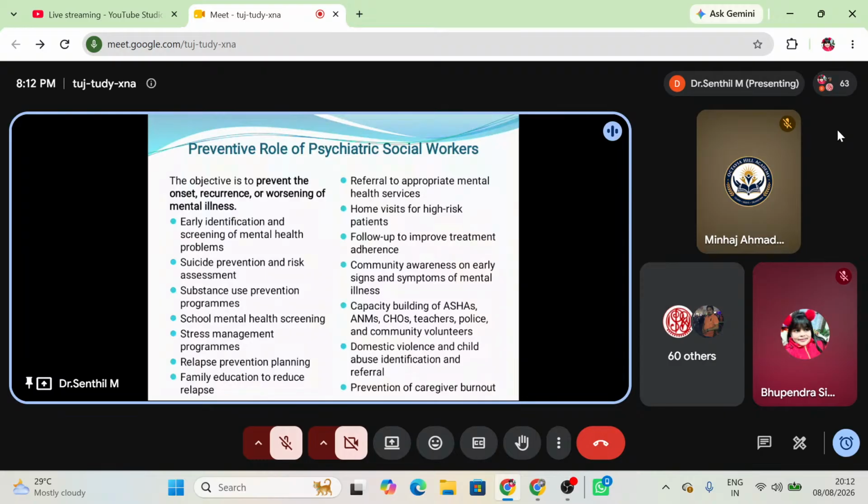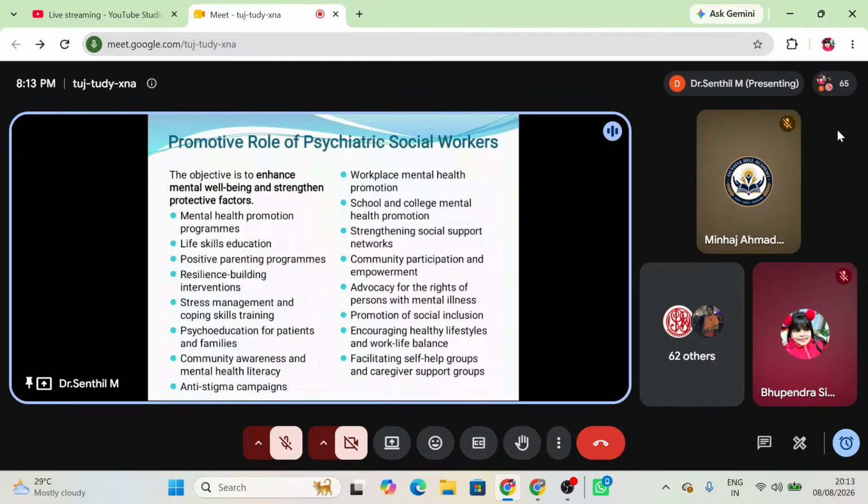Even currently, the Department of Psychiatric Social Work is doing this project. We are with Dr. Prasant and Dr. Naren sir. They have taken up one project. In this project, the Department of Psychiatric Social Work is training the ASHA workers, ANMs, and CHOs how to identify a person with mental illness in the community. So that comes under prevention.